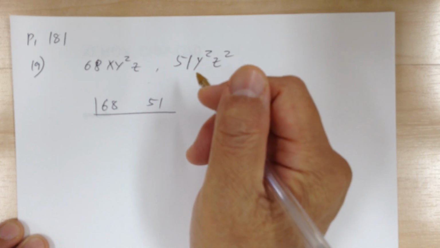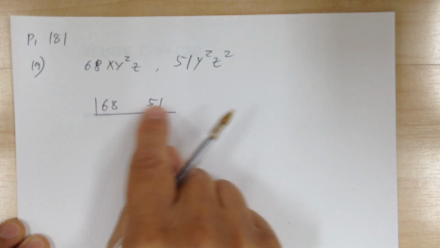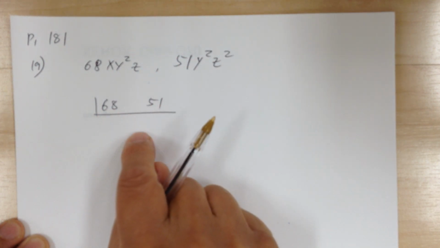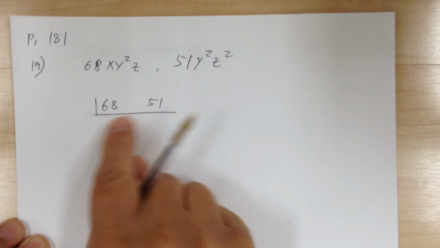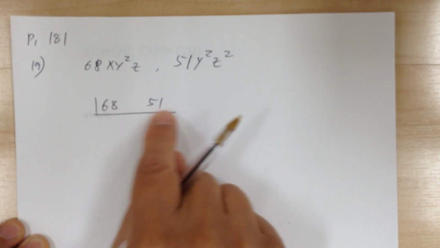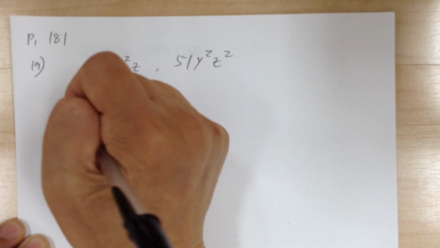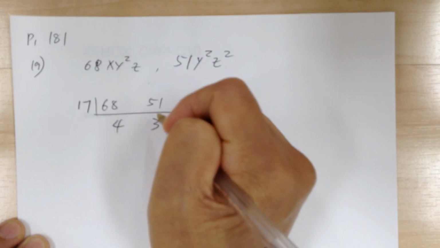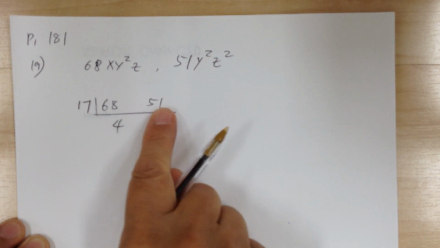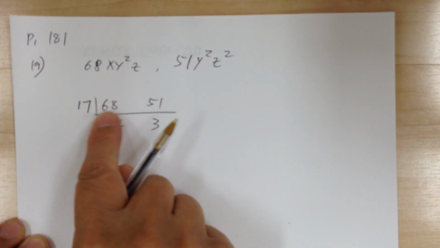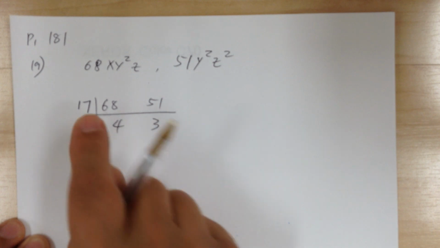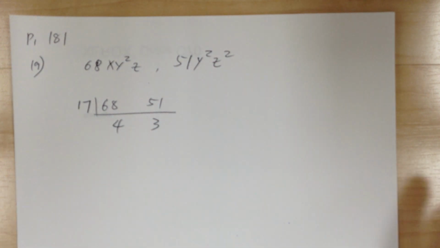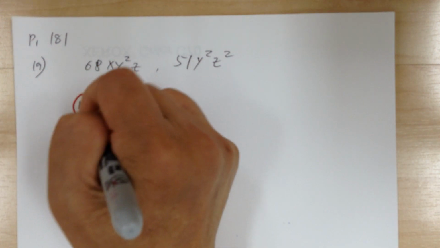Now, if you don't know what number to try, what you do is find the difference between the two. Usually they give you a clue. So notice the difference between them is what? 17, right? So that means you should try 17. When you try 17, you get 4 and 3. So again, if the number is difficult, you can just find the difference between them, and usually that's a number that will work. So let's go and do the GCF.